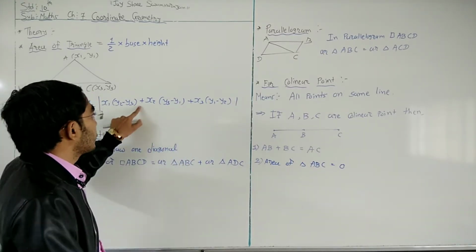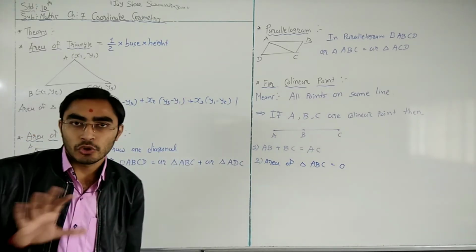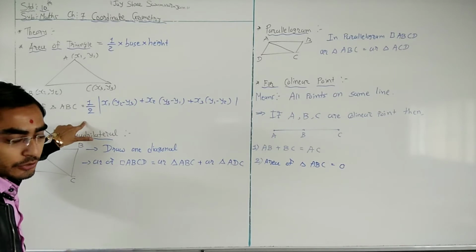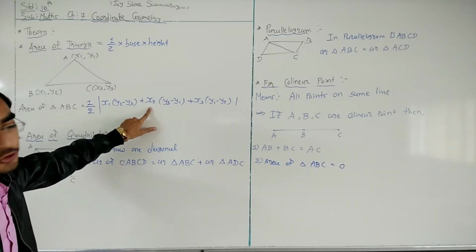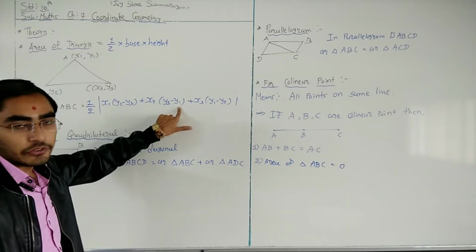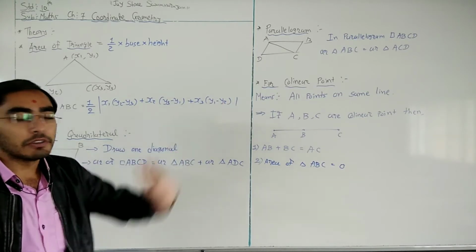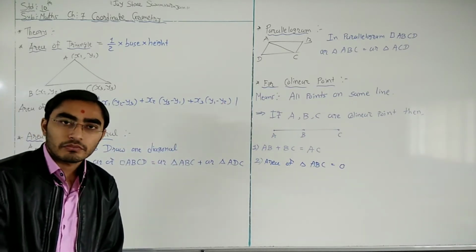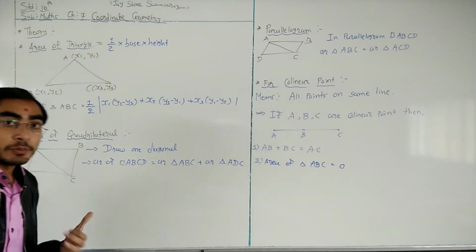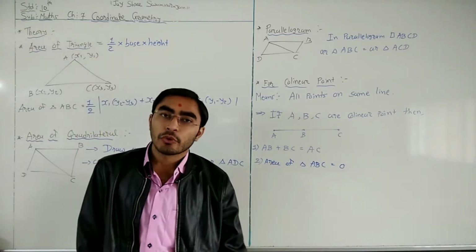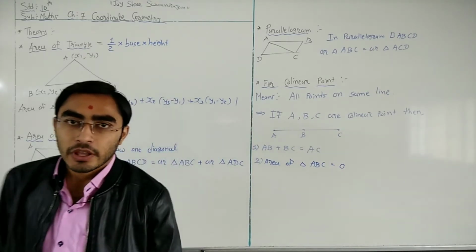In between, positive sign with the x, and in the bracket negative sign. Half into modulus of x1 in bracket y2 minus y3, plus x2 in bracket y3 minus y1, plus x3 in bracket y1 minus y2. So in this way we can find the area of a triangle by using the coordinates of the vertices. If coordinates are given to you, you can use this formula.